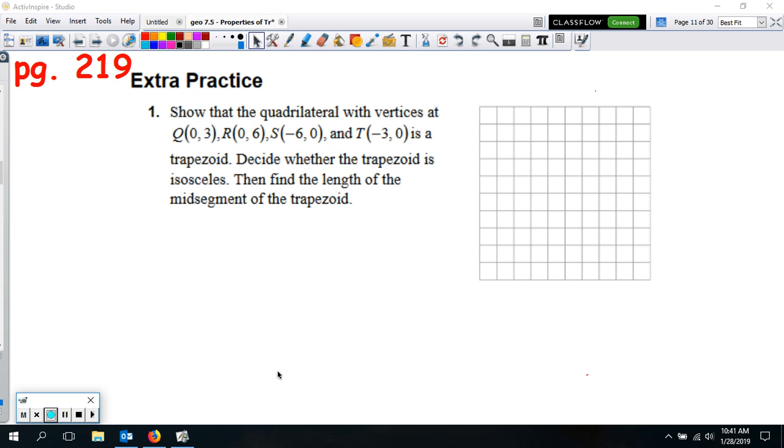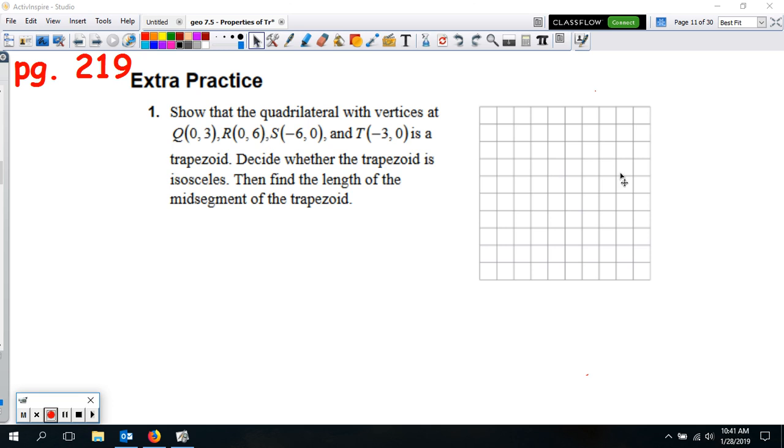On our extra practice number 1, so page 219, the extra practice, that first one, it says show that the quadrilateral with vertices, and it gives you the 4 points there, is a trapezoid. That's the first thing to do. Decide whether the trapezoid is isosceles. This last part we're not going to do right now. That's actually going to come later. So we're going to see this problem come back again, and we'll do that last part about the mid-segment of the trapezoid, as we will learn that in a little bit.